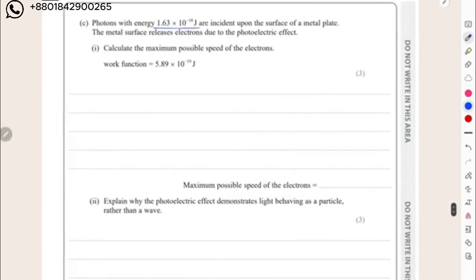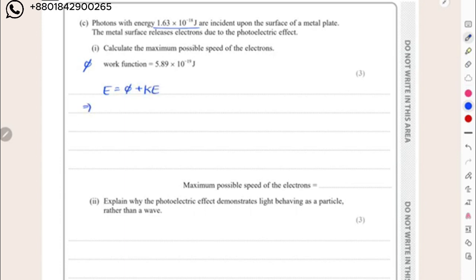The photons with energy 1.63 × 10^-18 joules are incident upon the surface of a metal plate. The metal plate releases electrons due to the photoelectric effect. The maximum possible speed of the electrons has to be calculated. They have also given you the value for the work function to be 5.89 × 10^-19 joules. So you can calculate it using the equation E equals work function plus kinetic energy, right?